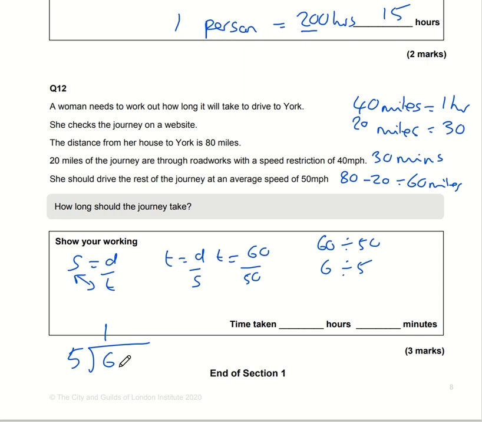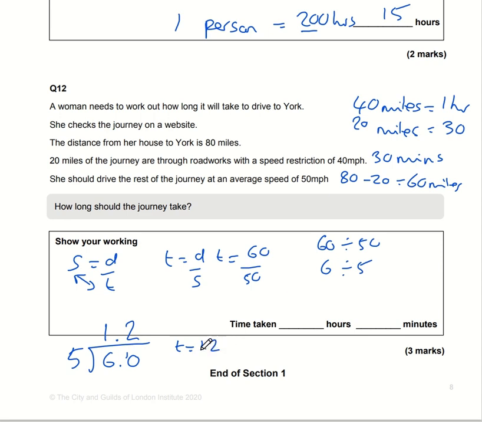next number along, but there isn't one, so I'll put in a decimal point and a 0, so I can park the 1 onto the 0 to create a 10. 10 divided by 5 is 2. Okay, so the time is 1.2 hours.